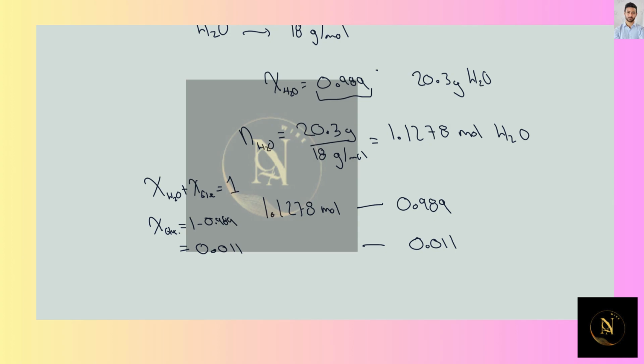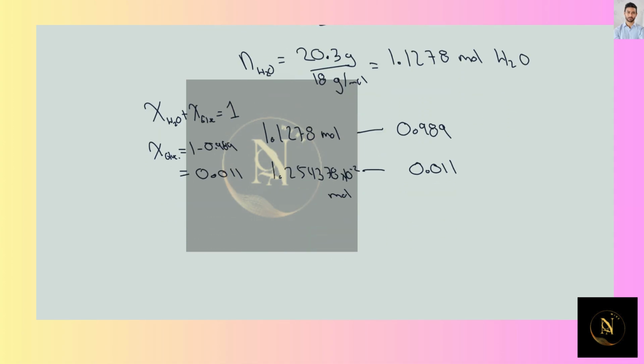Here we can apply directly a rule of 3 to know how much would correspond to glucose, and it would be an amount of mole equal to 1.254378 times 10 to the minus 2 mole of glucose. So now that we know the mole of glucose, we can know the mass. The mass is going to be equal to the amount of mole multiplied by the molecular weight.